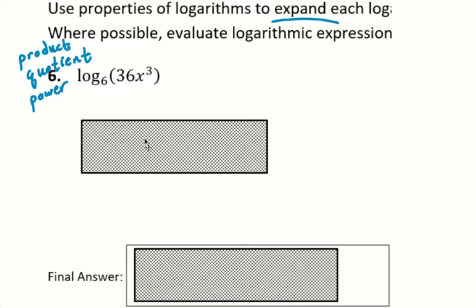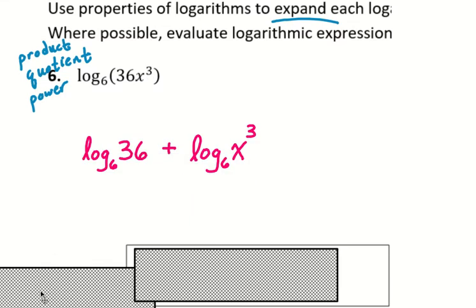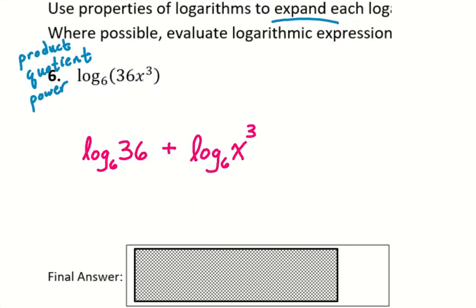Not to be overly thorough here. I think I really should say that if you're looking and going, oh, there's a power, I can bring the power down, you really shouldn't. That would actually be wrong. Because this power of 3 only applies to the x. That power of 3 does not apply to the entire 36x. And so we actually need to break it up into a couple of logs.